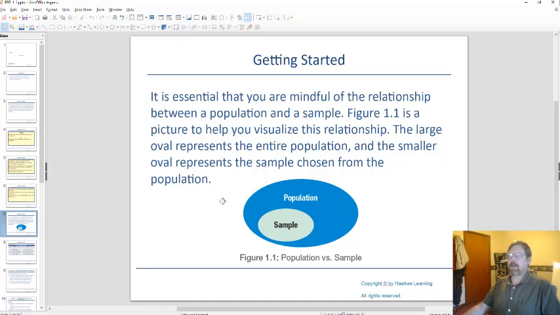Do I have a highlighter thing? If I had this running the slideshow, I would have a highlighter I could use to make sure I pointed this out. But I do want you to take note of that figure there and keep that in your mind when you're talking about a population and a sample.